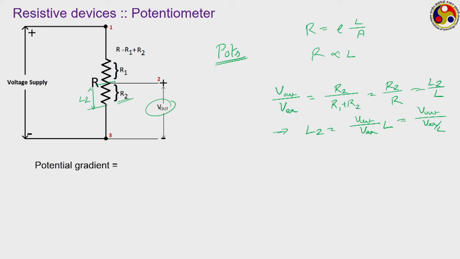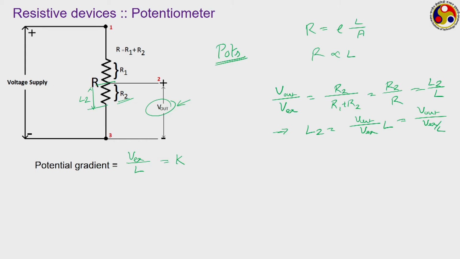This Vx by L is called the potential gradient, generally given by a K, but it is a non-standard symbol. You can use any other symbol for this potential gradient also. What is this looking like? This is the sensitivity of the instrument. The longer the length for a given value of Vx, the higher will be the precision of the measurement. As the length changes, resistance will also change, so for a small change in length, you will get a larger change in resistance, and accordingly a larger or more significant change in the value of V out. So, this is the working principle of the potentiometer.